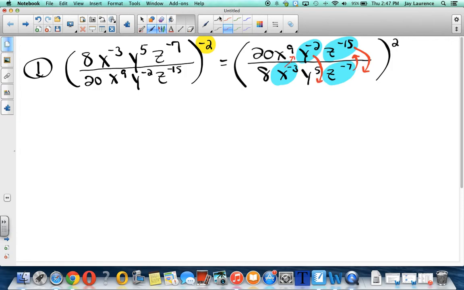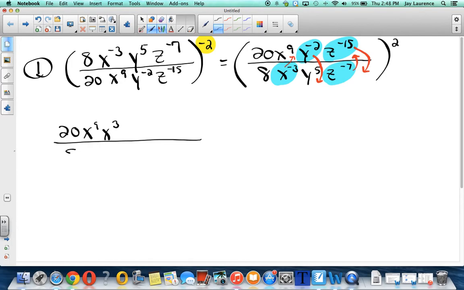All right, so now I'm going to take an extra second here. I'm going to rewrite this. I'm going to get my fraction bar. I'm going to have a 20 in the numerator. I've got an x to the 9th in the numerator. Notice it wasn't highlighted, so it didn't move. And then it's going to go x to the 3rd in the numerator.